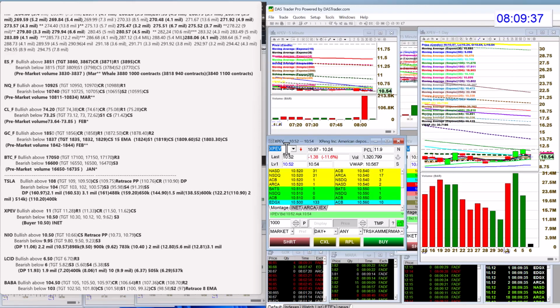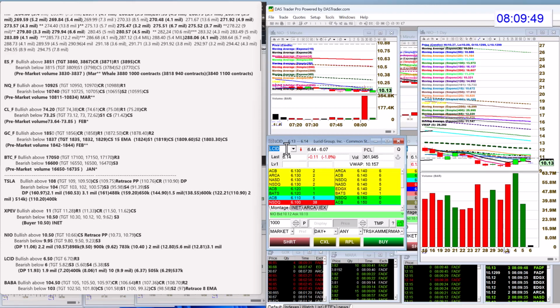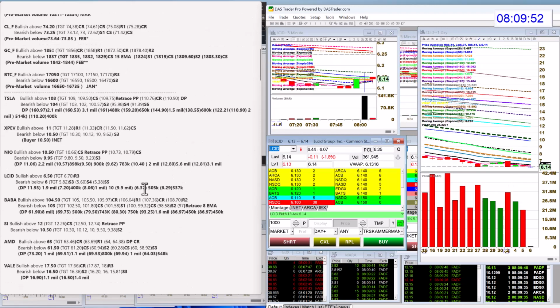bullish above 11 and bear below 10.50 for XPEV. Let's go to NIO. Bullish above 10.50 today, bear below $9.95. Lucid, we're going to be bullish above 6.50 for retracement, and bear below 6. Remember, we are below massive dark pool activity on Lucid, sorry, at 10. Yeah, the dark pool sold heavily.